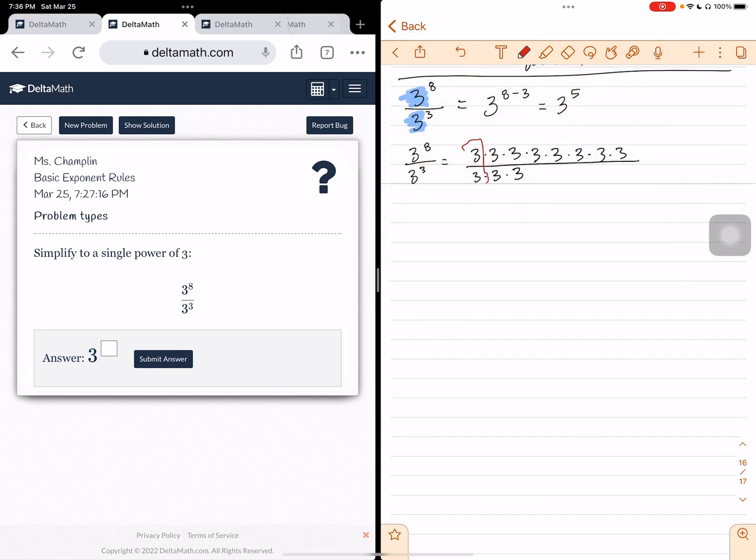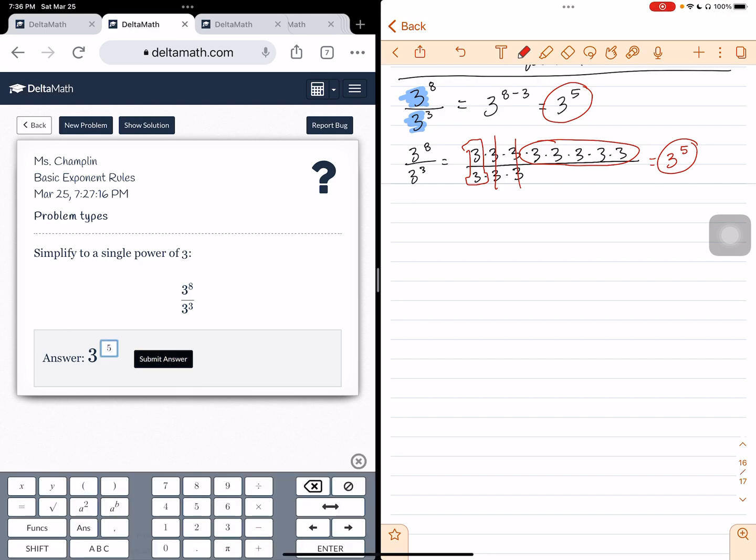3 over 3 is just 1, right? Or you can just cross them out like this as 1s. And now all we have left on the numerator is 3 times itself 5 times. So that is equal to 3 to the 5th power, which is exactly what we got here as well. So yeah, sure, you could expand things out, but once the numbers get way bigger, that's going to be way more time consuming than using the properties of exponents, like 8 minus 3. So this one's going to be to the 5th power.